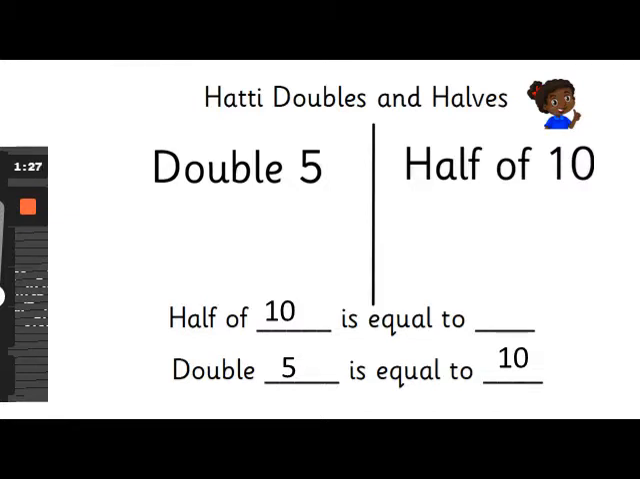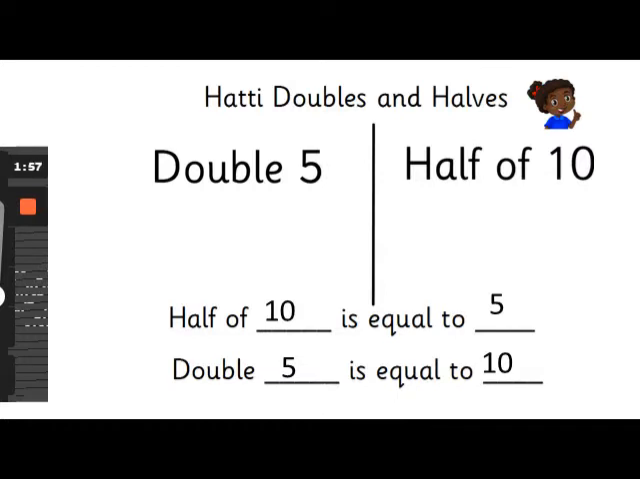Now we need to work out what half of 10 is equal to. Remember, when we halve, we are dividing. Our number is going to get smaller. Let's look at what we know. We know that double 5 is equal to 10. I wonder if you can use that to help you to work out what half of 10 is equal to. Pause the video and see if you can answer it. Fantastic! Half of 10 is equal to 5.